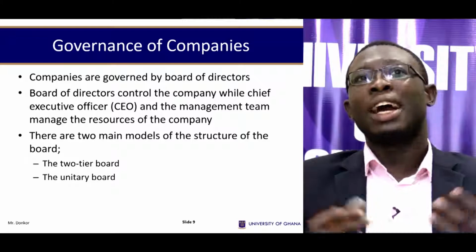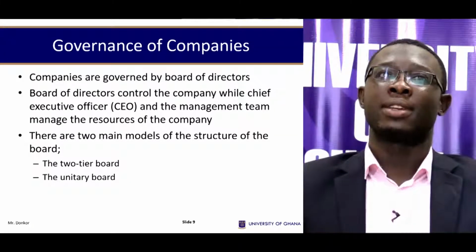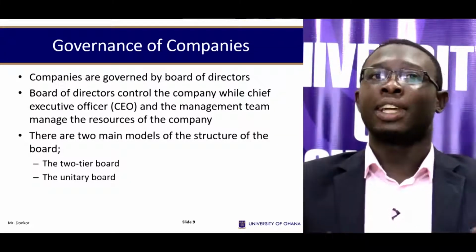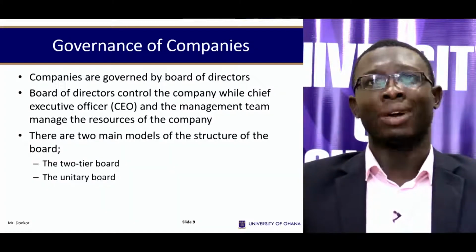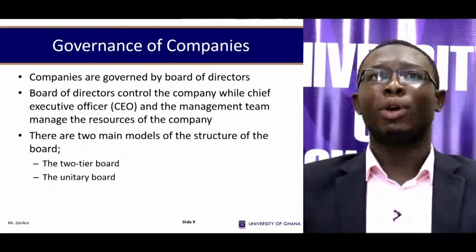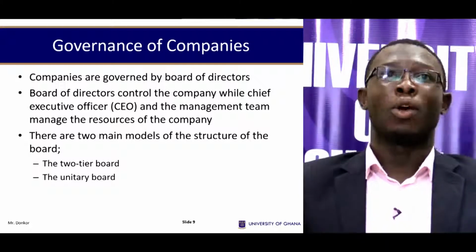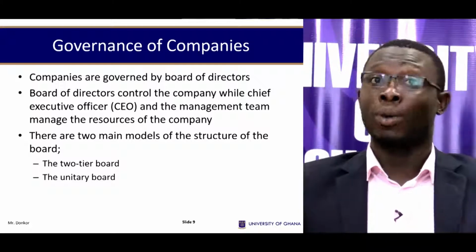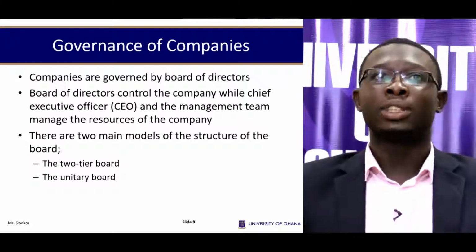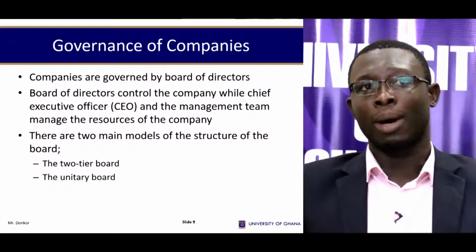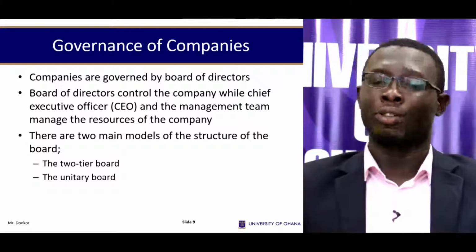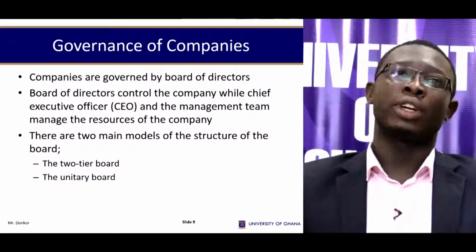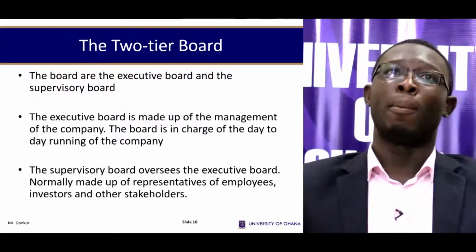Now let's look at the governance of companies as posited by the OECD principles. Companies are governed by a board of directors. This same board of directors controls the company, while the chief executive officer, the one that is often known, and the management team manage the resources of the company. Mainly, there are 2 main models of the structure of the board. We have the 2-tier board and we have the unitary board.